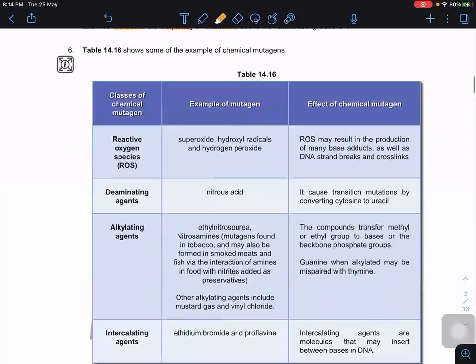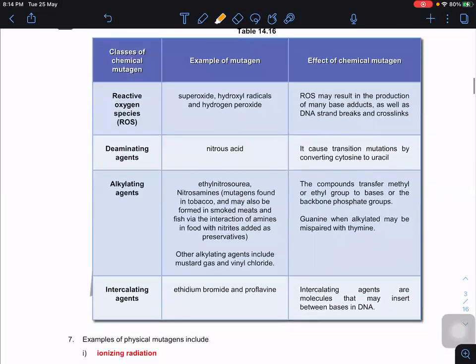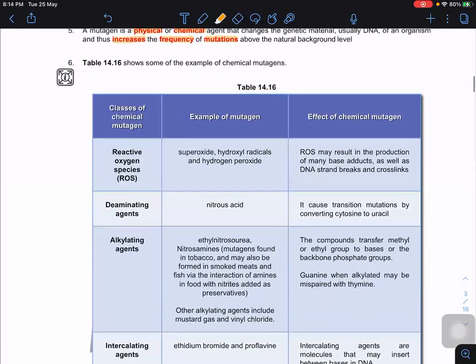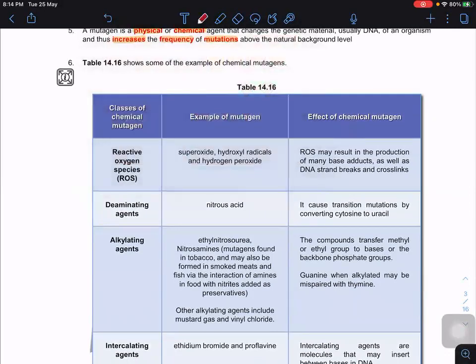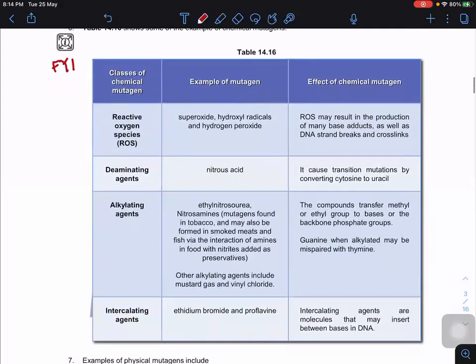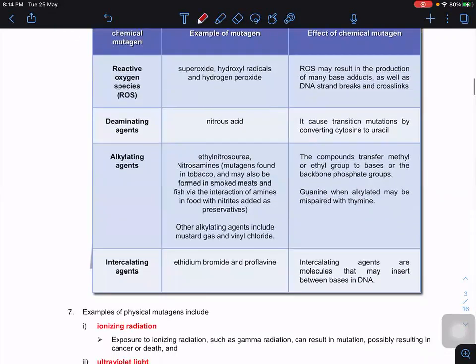This table shows you some examples of chemical mutagens. You do not need to memorize it. No need, it is just for your information only. So don't get traumatized, wondering whether you need to know it. No, this is for your information only. We do have different classes of chemical mutagens. One of these, which we're going to learn in a little bit more detail because of its usage in gene technology, is ethidium bromide. This name will appear again.